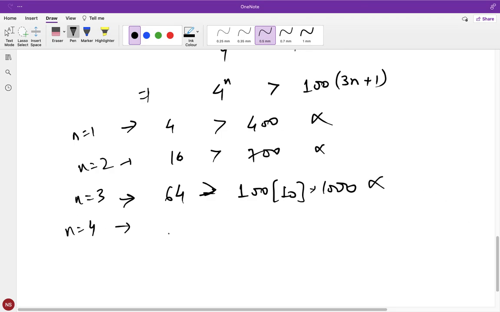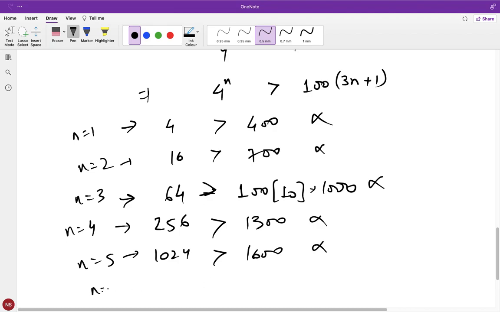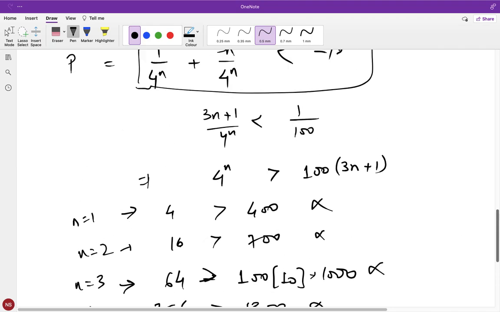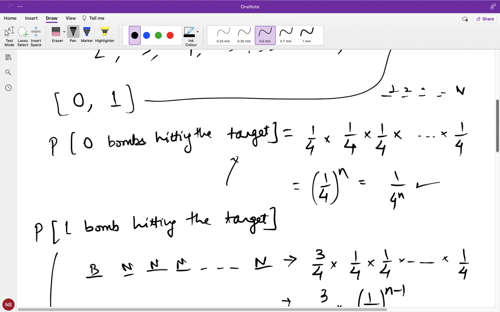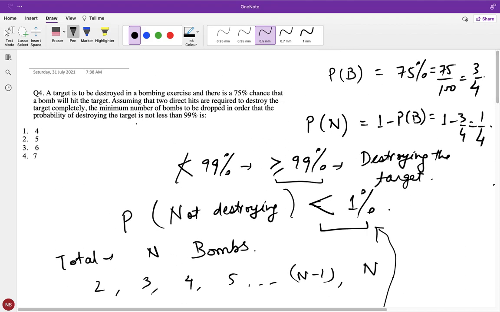n equals 4. 4 raised to the power 4 is 256. 3 times 4 is 12 plus 1, 13. 1300, not true. n equals 5. 1024. 15 plus 1 is 16. 1600, not true. n equals 6. This is what? 4096. And 3 times 6 is 18 plus 1, 19, so 1900. True. So n equals 6 is the correct answer. You have to drop at least 6 bombs so that your probability of destroying the target is greater than 99%.